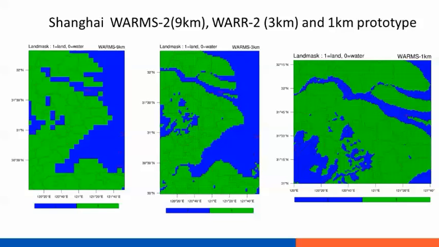For example, this is an operational model prototype in Shanghai. Look at this on the left. The grid spacing is 9 kilometers. This in the middle, the grid spacing is 3 kilometers, and the 100 meter resolution is in progress.